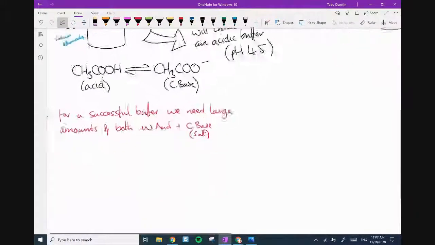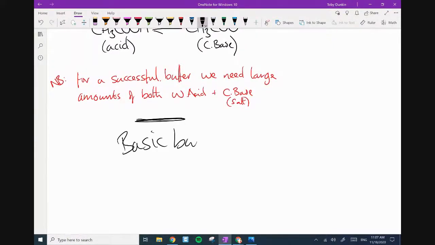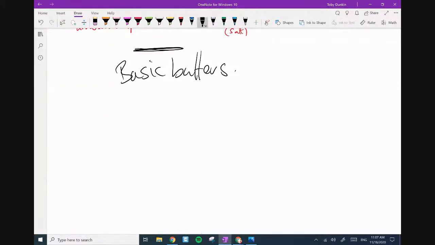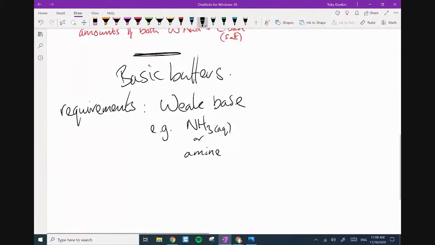We can also create a basic buffer. Yeah, we can also create basic buffers. How do you create a basic buffer? Requirements are a weak base. Example, e.g., ammonia. It's a great example. Ammonia aqueous or an amine comes up a lot, especially because it links this.